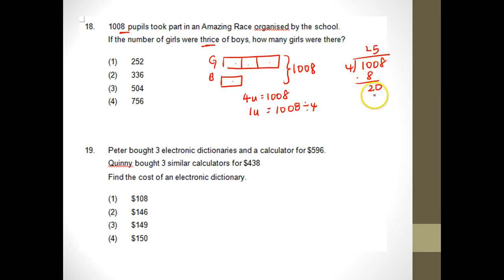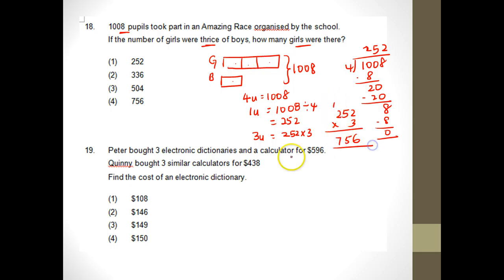5 times... 5 tens times 2 is 20 tens. 2 times 4 is 8. So I know that there are 252 in 1 unit. 1 unit is 252. How many girls are there? I can take 1008 minus 252, or I can find 3 units, which is 252 times 3. So the answer would be 756, option number 4.